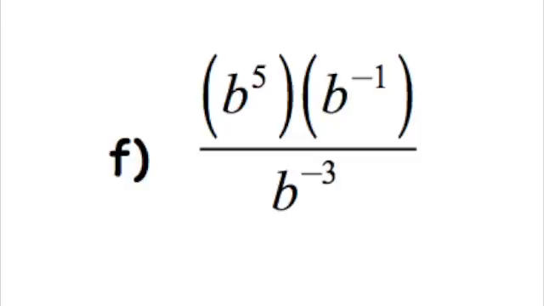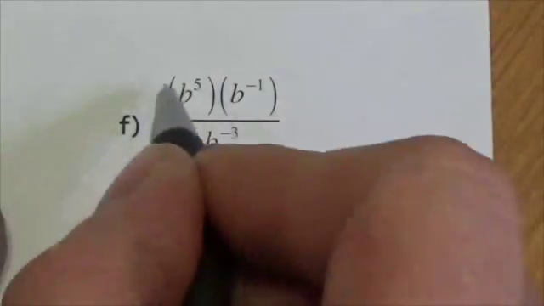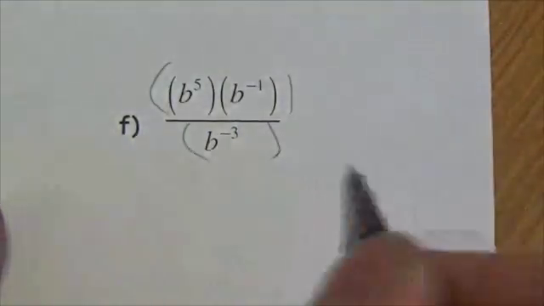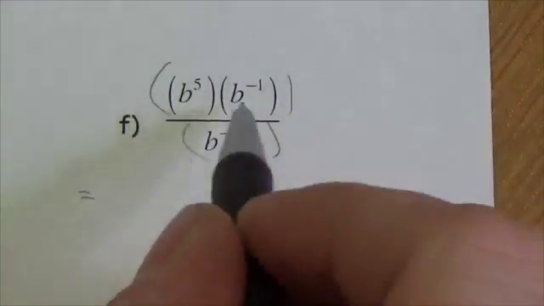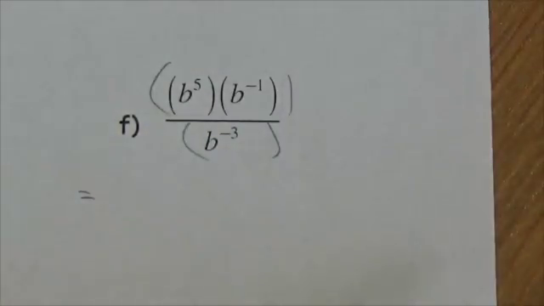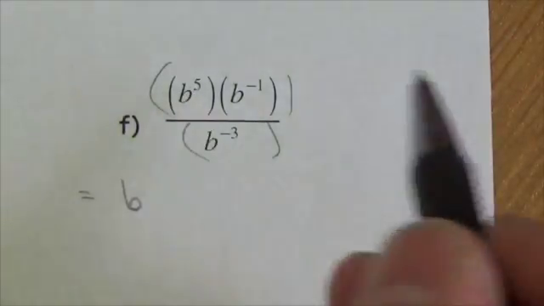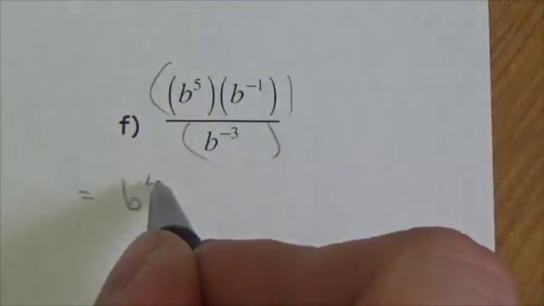b to the 5th multiplied by b to the negative 1, divided by b to the negative 3. Okay, once again, we want to concern ourselves with order of operations. The bar there implies parentheses around the numerator and the denominator. So I'm going to simplify what's up in the numerator first. I've got two powers multiplied together, so I'm going to add the exponents. So this will be b to the power of 5 plus negative 1.